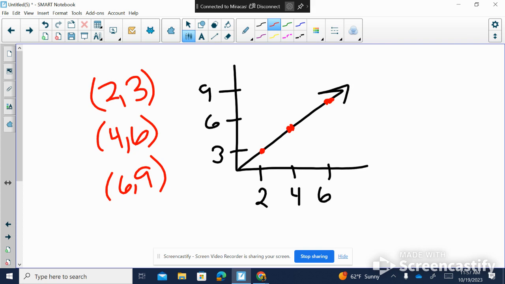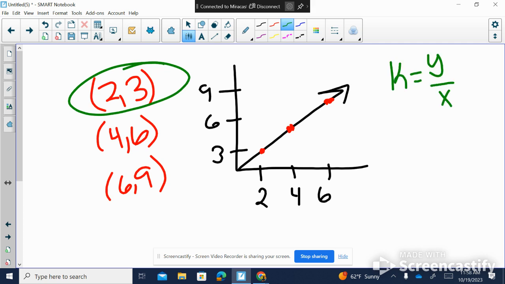Now, I don't see a 2. I don't see a 1. So I can't tell just from looking at the graph what my constant of proportionality is. But again, I can use any point I want. Let's say I wanted to use this point. And the constant of proportionality is always the ratio of the y to the x. So in this case, my constant of proportionality is 3 over 2, or 1.5.